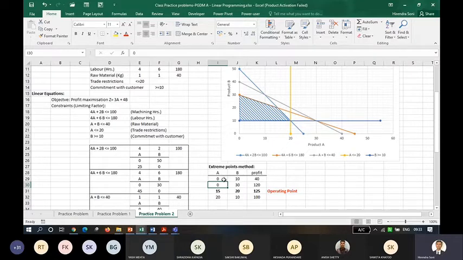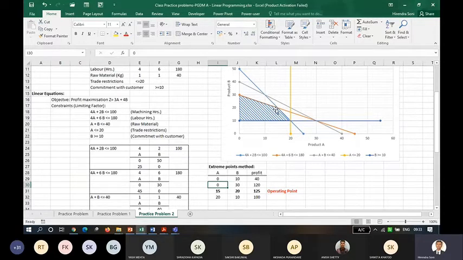Okay. Now the second point is 0 comma 30. So again 3 into 0 plus 4 into 30 will give me 120. So this is another point, but this point says that I should not be producing A.